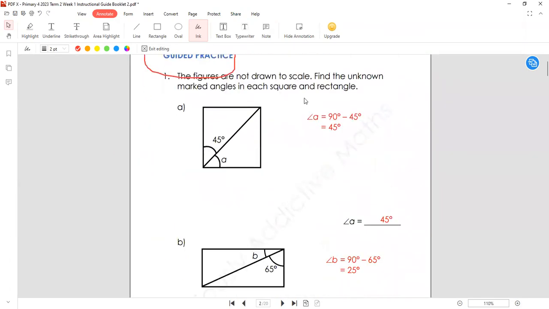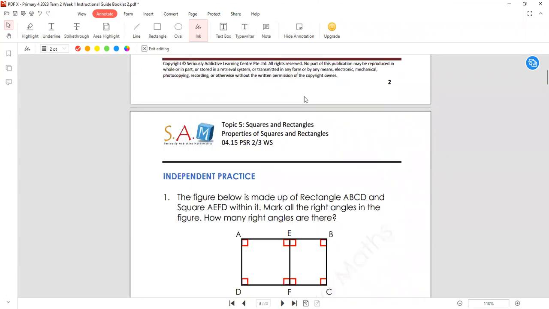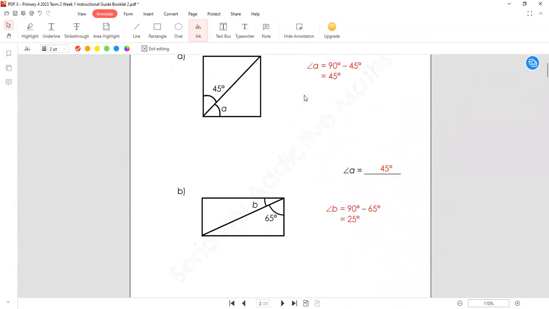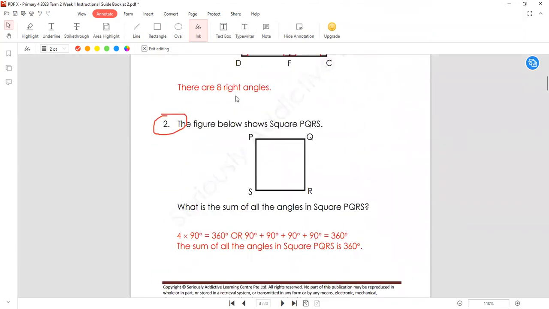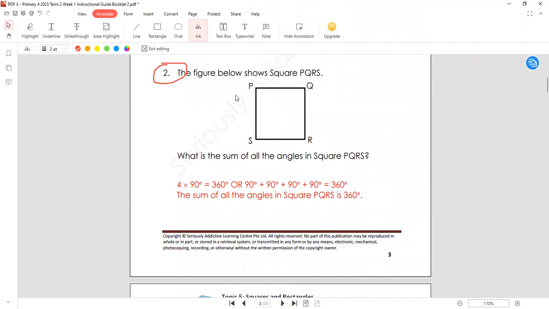So let's go straight to the point and get them to do all the questions under guided practice, which is only 2, right? So the concept is basically 90 degrees right angle minus 1 part of the angle. That will give you the other part. And then let's do question 2 on page 3.